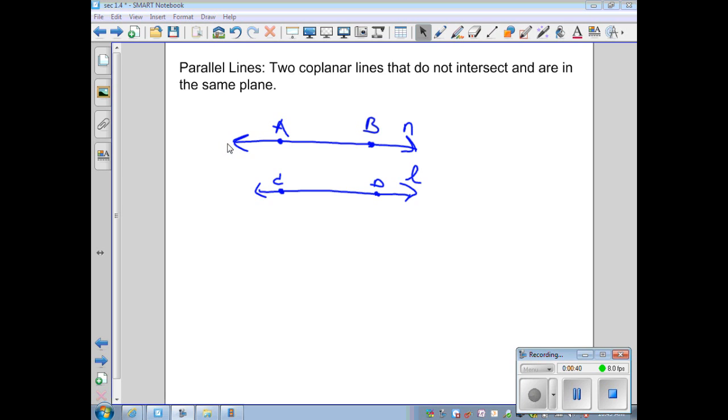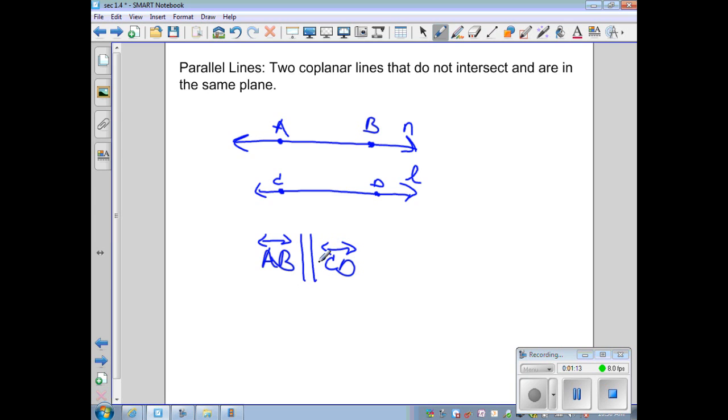Here I have a diagram of what I will call two parallel lines. Notice these two lines do not intersect and they are in the same plane. For example, they're in the plane of the white background of the screen you're watching. Now, all we have to do is write a notation for parallel lines. Here, line AB is parallel to line CD.